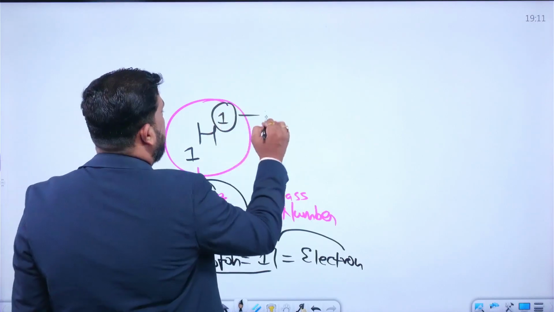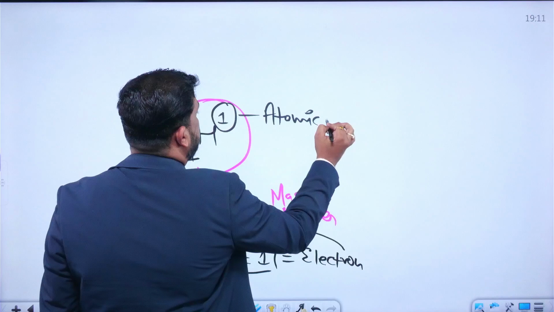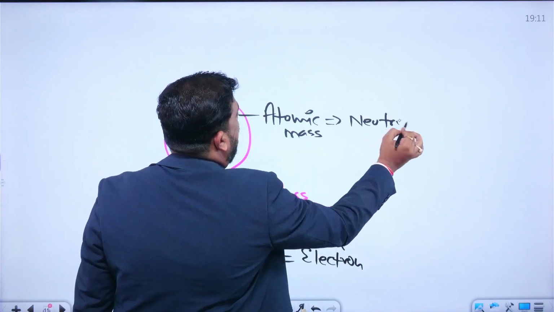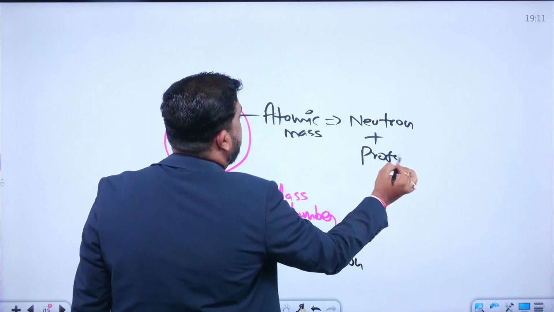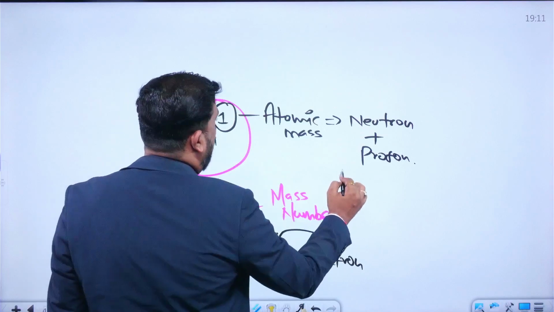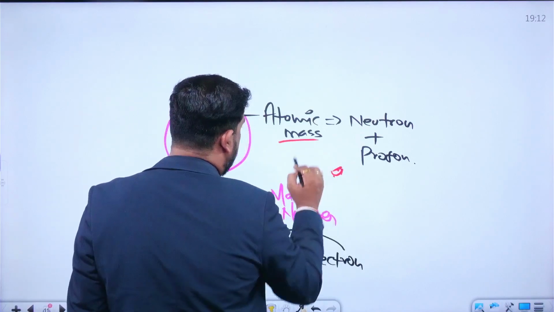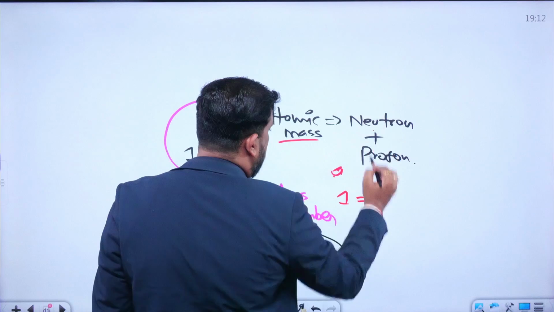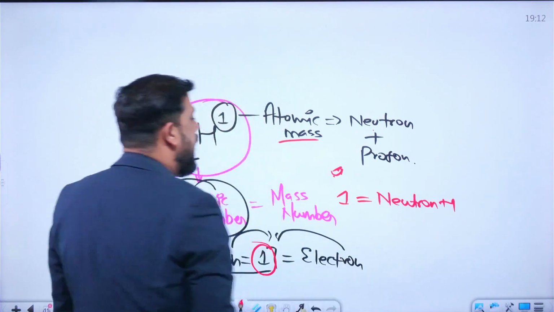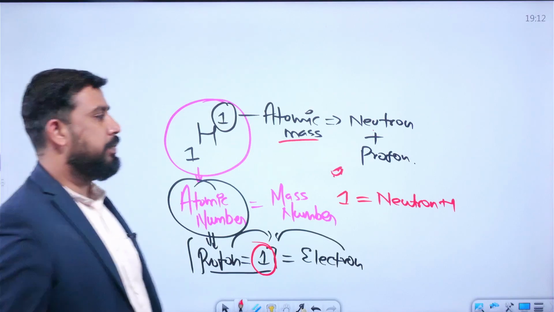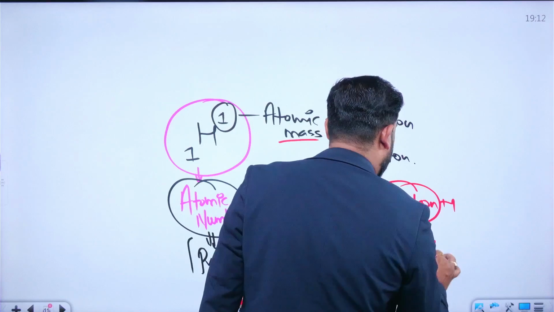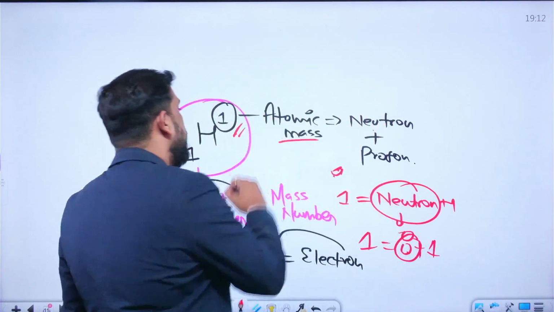When we talk about atomic mass, it is always equal to the sum of neutrons and protons. When we add neutrons and protons, we already know the value of protons. So what should be added? Atomic mass is also 1. So 1 equals neutron plus 1. What should be added to 1 to make it 1? Just make it 0. So 1 equals 0 plus 1. It means that hydrogen doesn't have any neutron.